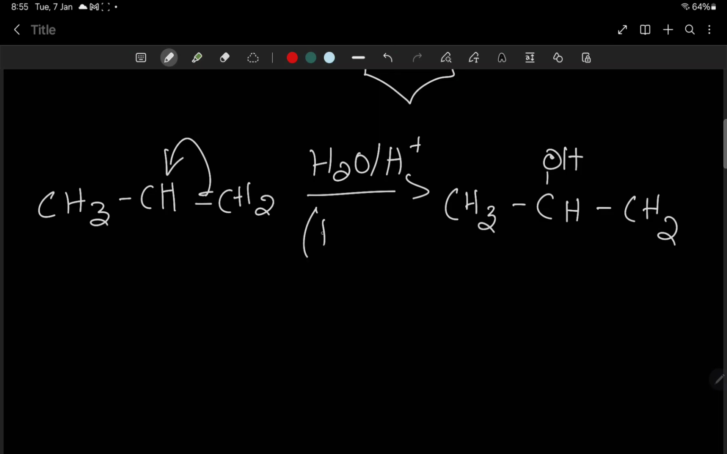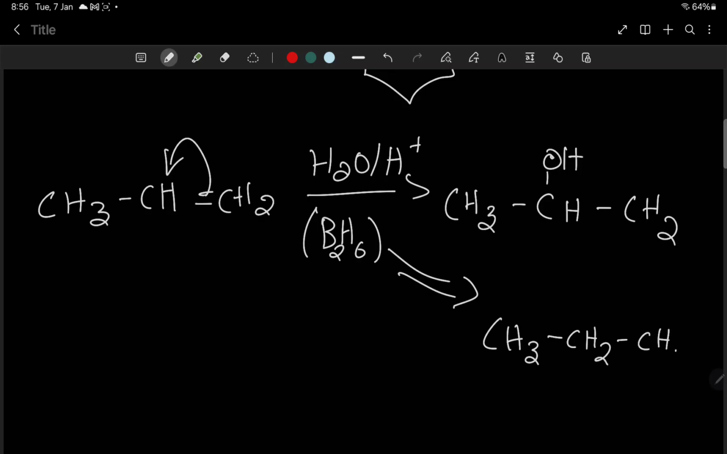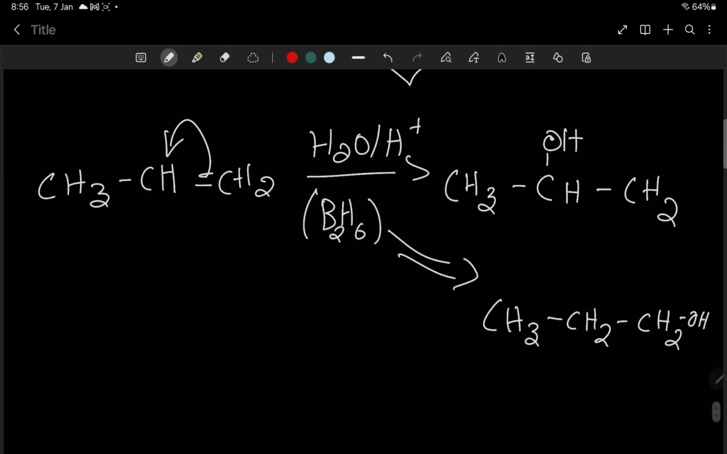If it was BH3 twice or B2H6, what should have been the product? Should have been CH3, CH2, CH2OH. Okay, this is the difference between both. Okay, yes. Now preparation over. Now we will be going on to chemical reactions.